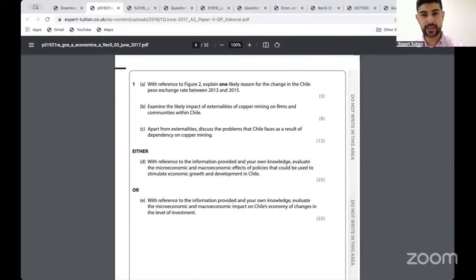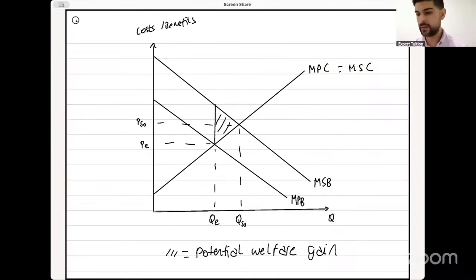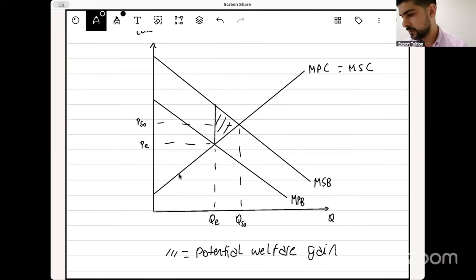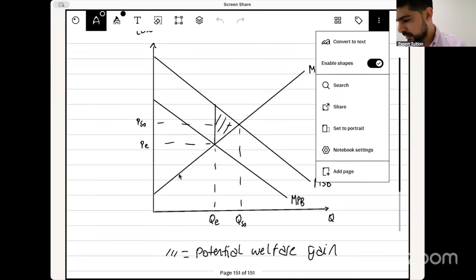Right, let's draw the diagram together and then we'll evaluate together as well. Okay, so here's the diagram. Nope, that was not the right thing to press on. This one here. Right, add page.